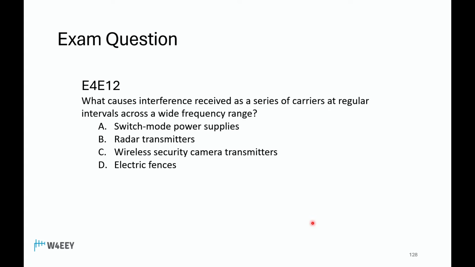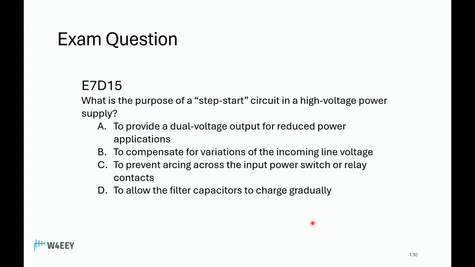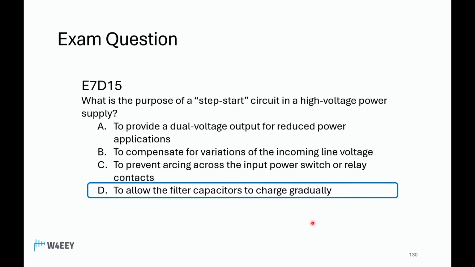What causes interference received as a series of carriers at regular intervals across a wide frequency range? Alpha. Correct. Switch mode power supplies. We're almost done. What is the purpose of connecting equal value resistors across power supply filter capacitors connected in series? Read carefully. Delta. It is Delta. All of those answers are correct. What is the purpose of a step-start circuit in a high voltage power supply? Delta, to allow the filter capacitors to charge gradually.